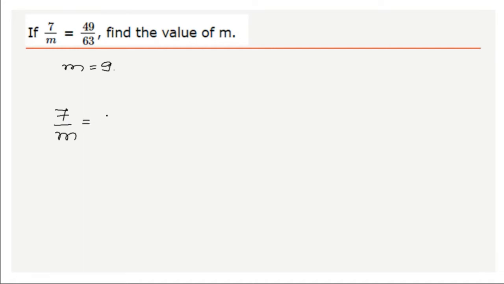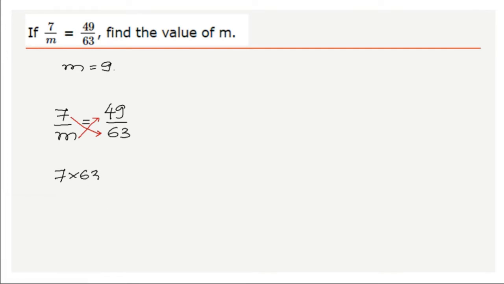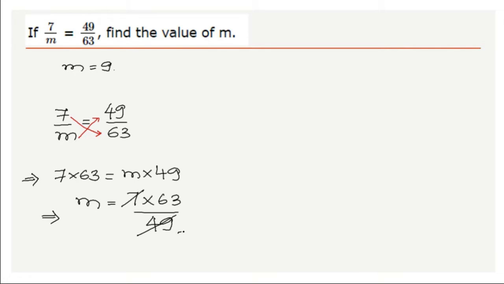7 by m is equal to 49 by 63. If you do cross multiplication, that is numerator of the first rational number multiplied to denominator of the next rational number, we get 7 times 63. The denominator of the first rational number multiplied to numerator of the next rational number, we get m times 49. So the value of m is 7 times 63 divided by 49. What I have done is I have divided both sides of this equation by 49. So 7 times 7 is 49, 7 times 9 is 63. So m value is 9. This is one of the methods.